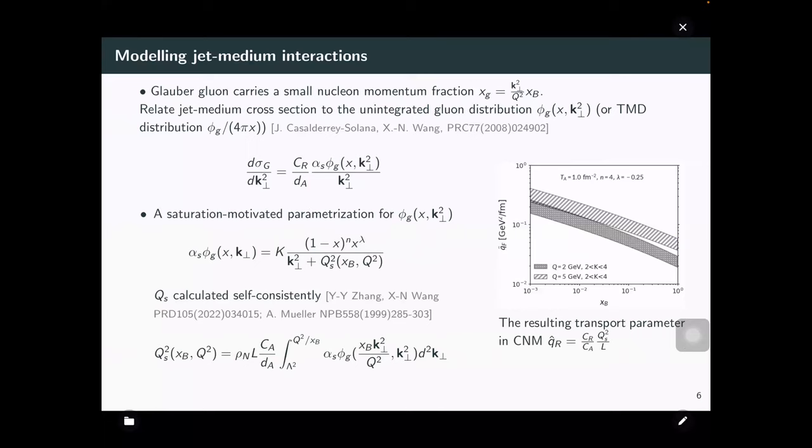This self-consistently determined Q_s is also closely related to the jet transport parameter, because if you want to compute the average kT broadening from all of these collisions, you just multiply by kT squared and do the average. You'll find that this q hat is related, up to some color factor, to the saturation scale divided by the path length. From the previous figure for the saturation scale, you can compute the jet transport parameters for different Q squared and different values of x.